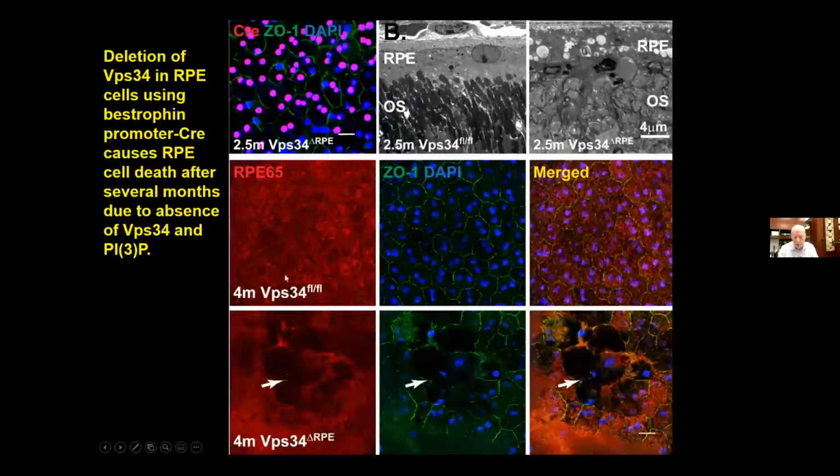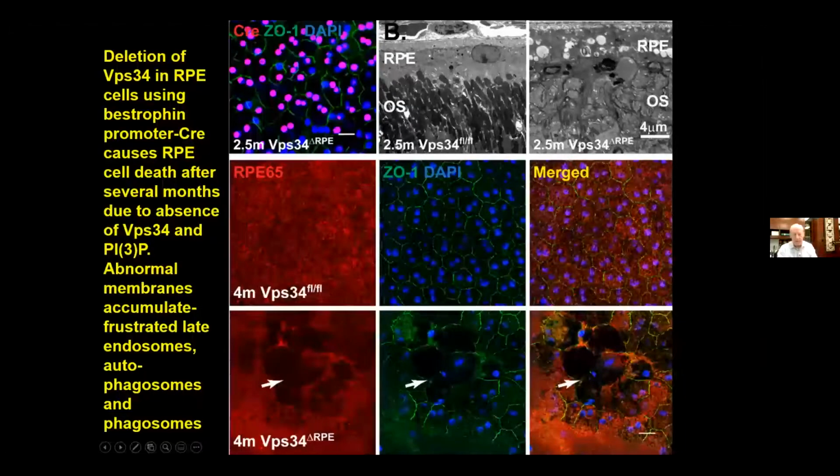So here you see by RPE65 staining, here's a wild type mouse. You see nice uniform staining. You see these nice hexagonal patterns that you get from ZO1, which is a marker for the junctions between the RPE cells. And you see these large patches of dead cells or missing cells that have died and been carried away in the knockout RPE. And adjacent to them, you find cells that presumably are relatively healthy that have RPE65 and ZO1 junctions.